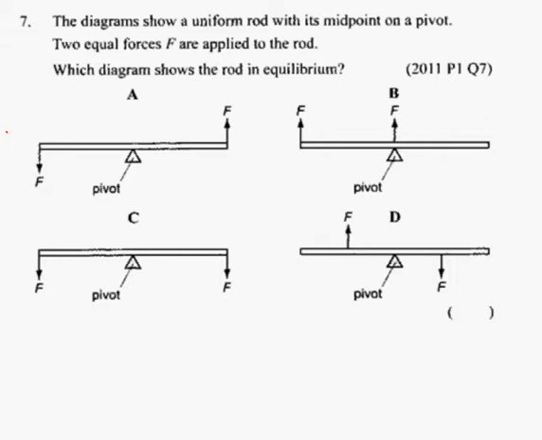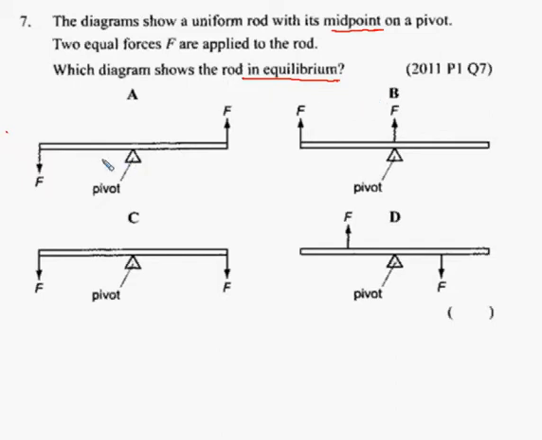Okay, let us now look at this question. It says that the diagrams below show a uniform rod with its midpoint at a pivot. So the pivot is at the center of the rod. Two equal forces, which means the same amount of force, are applied to the rod. Which diagram shows the rod in this very important keyword called equilibrium?